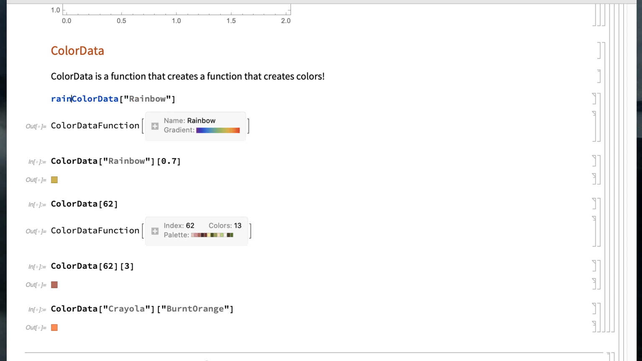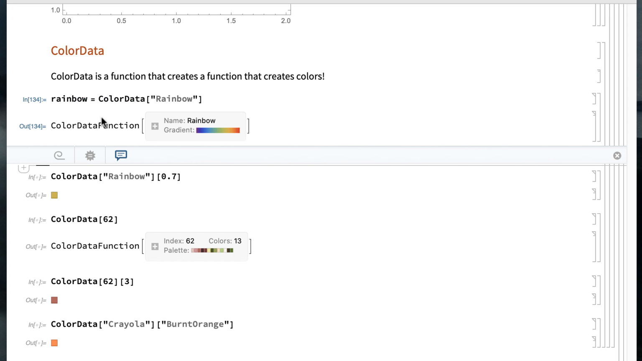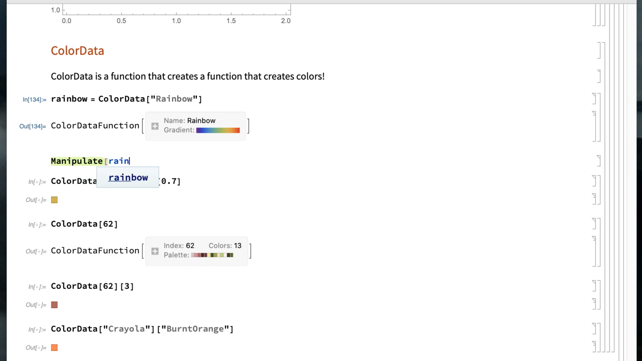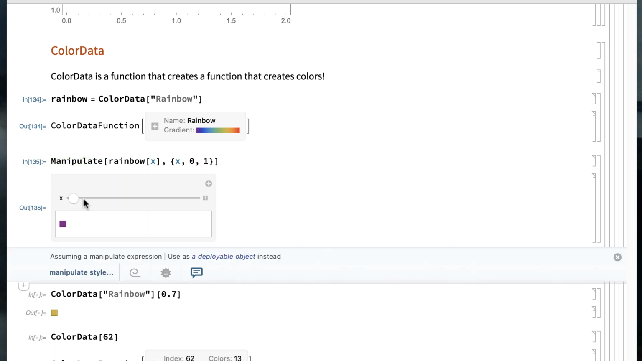And in fact, let's do something here. Let's call this rainbow. And now let's do manipulate, rainbow of x as x goes from 0 to 1. And let's watch as my color changes right through the rainbow, right through, well, I guess it's this way. Roy G. Biv. Okay, wasn't that fun?